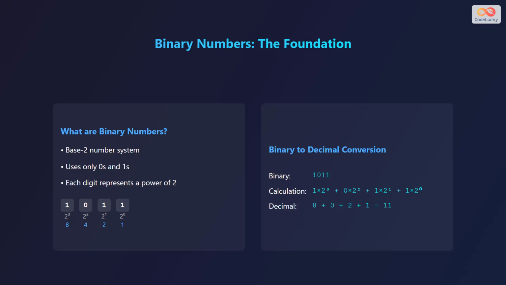To convert the binary number 1011 to decimal, perform this calculation: 1 times 2 to the power of 3 plus 0 times 2 to the power of 2 plus 1 times 2 to the power of 1 plus 1 times 2 to the power of 0. This equals 8 plus 0 plus 2 plus 1, which equals 11. Therefore, the binary number 1011 is equal to 11 in decimal.